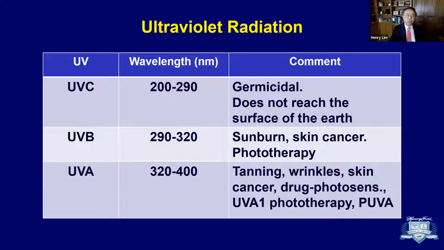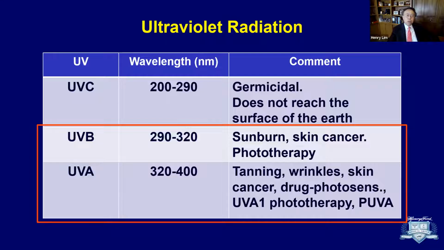By convention, UV is divided by wavelength into UVC, which is 200 to 290 nanometers, UVB, and UVA. Notice that UVC does not reach the surface of the Earth because it's completely filtered by the atmosphere. Therefore, it is not clinically relevant. The most clinically relevant spectrum of UV would be ultraviolet B, which is responsible for sunburn. If you go outside and get sunburn, that is because of the UVB. It does contribute very significantly to skin cancer. In dermatology, we also use it for treatments, so-called UVB phototherapy, that is using the UVB.